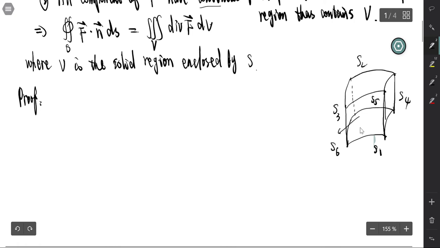The front surface is S6, the back surface is S5. Because S3, S4, S5, S6 are vertical surfaces, they are parallel to the Z axis. To prove the divergence theorem, we only need to prove the following.